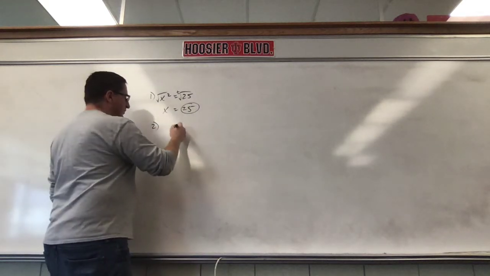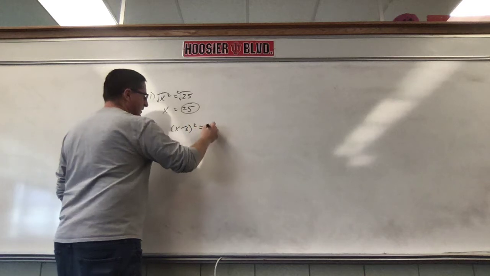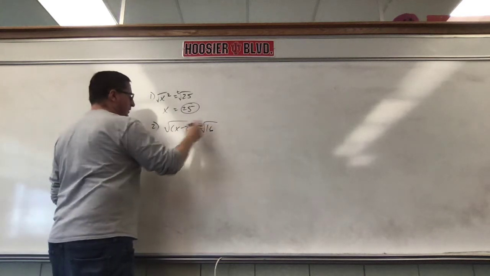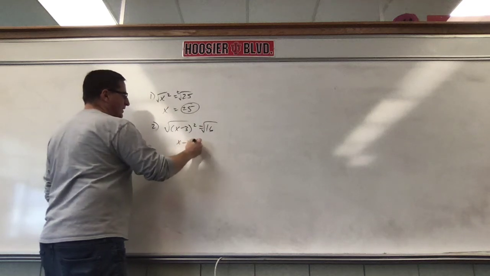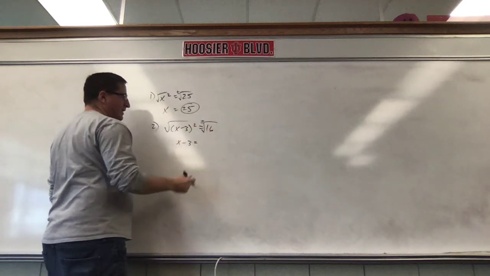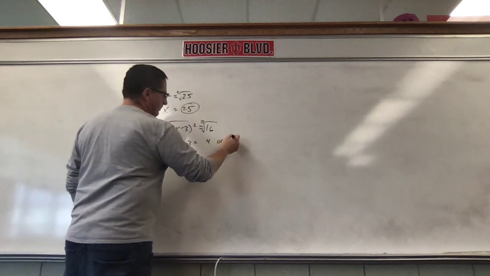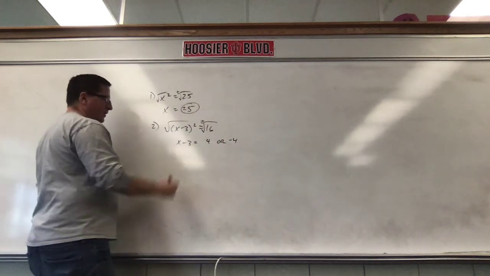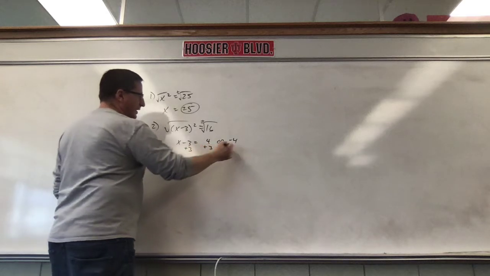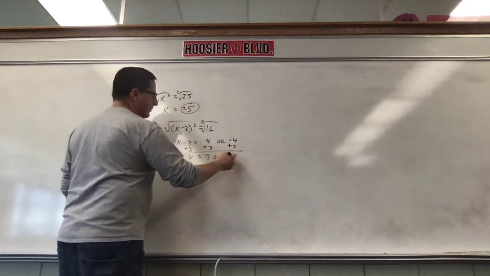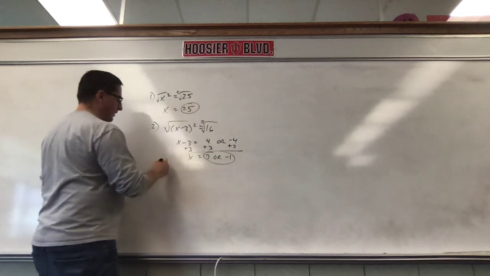Number 2, we have x minus 3 squared equals 16, I think it says. So we square root, and we square root. These cancel. We have x minus 3 equals, again, make sure you put the plus or minus, plus or minus radical 16, which is 4 or negative 4. Then we add 3 to both sides. So x equals 4 plus 3 or negative 4 plus 3, so 7 or negative 1.